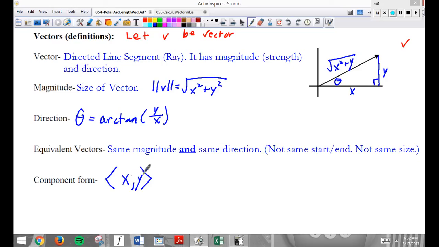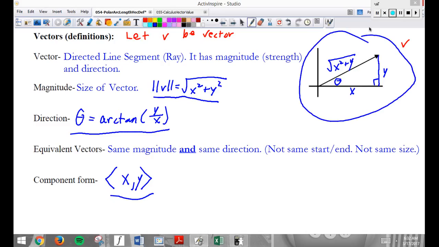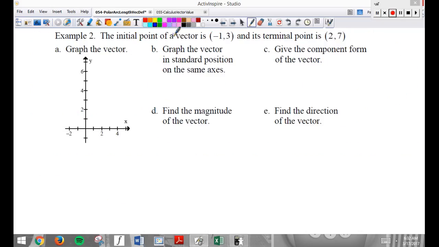We're going to have a list of the X stuff, then the Y stuff. That's really all I'm going to say. We're going to do an example or three with this, but those are the basics. I mostly need you to know the formulas. But all those formulas can be brought back from this picture. So if you just know this picture of how a vector can look, you're fine. So here we go. The initial point of a vector is -1, 3. Its terminal point is 2, 7.